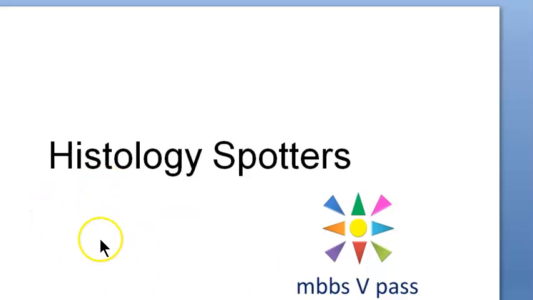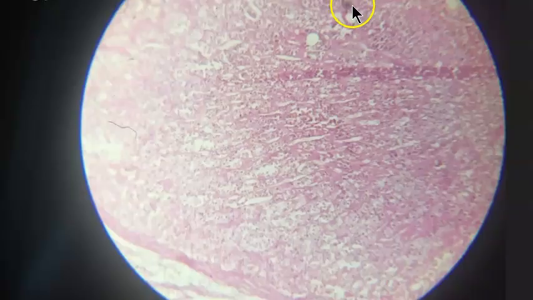Let us look at some histology spotters. So you will have to look at the slide and guess where the tissue is from. Okay, so that is histology. It's the microscopy. And histology usually is the anatomy. That means it is normal. We are not showing you any abnormality here.